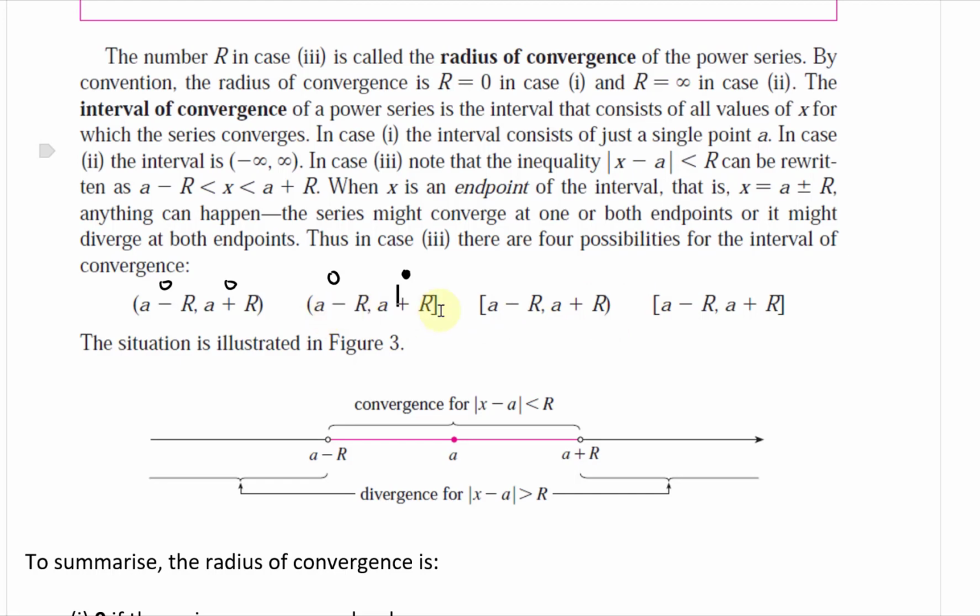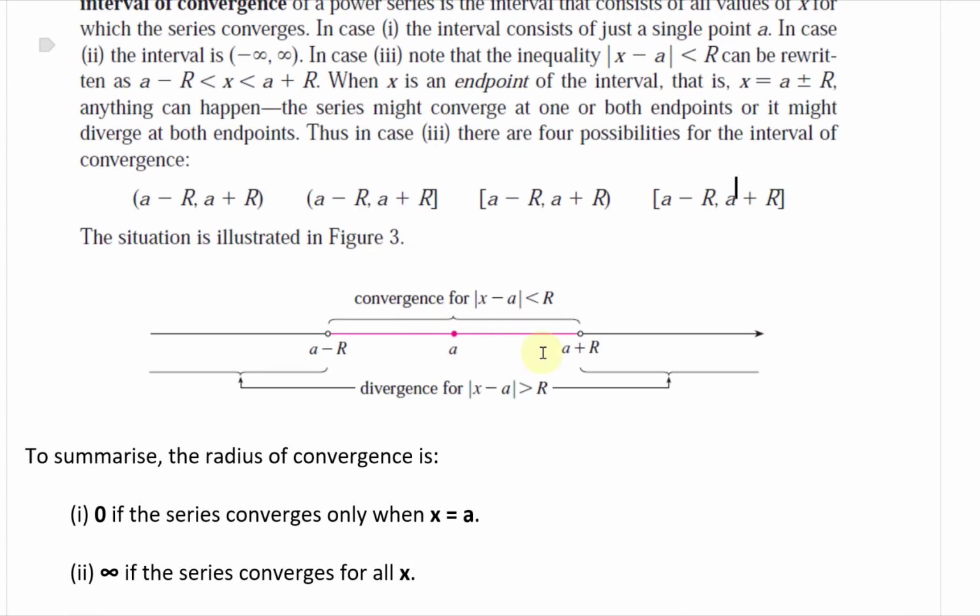So this is an open interval, this is closed, and here's a closed interval, a minus r, so at the endpoint it converges, and at a plus r the endpoint doesn't converge. And you could also have it at both. So you could have something like this at both: a closed interval, a square bracket a minus r, and up to a plus r there, in that radius of convergence. And the situation is illustrated in figure 3, or this figure right here.